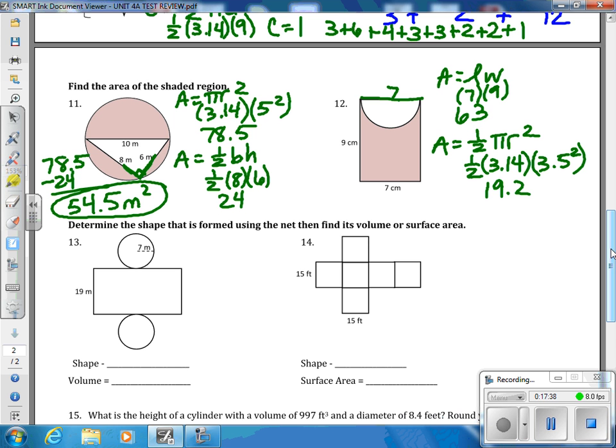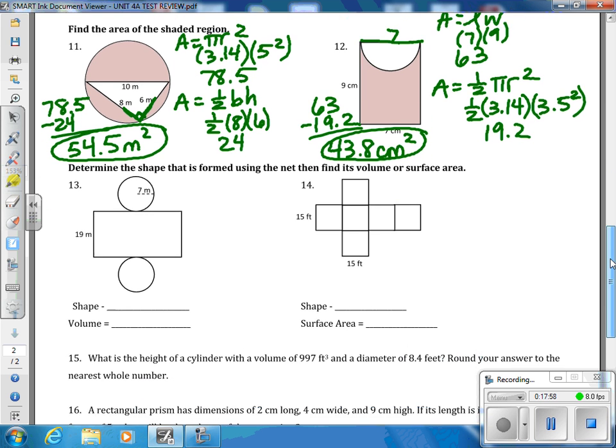All right, so now we want to take and remove that semicircle from the rectangle. So you start with 63 minus 19.2. And then that leaves you with 43.8 centimeters squared. So that's your answer for all the gray matter in number 12. Okay, so you will be expected to be able to do that.